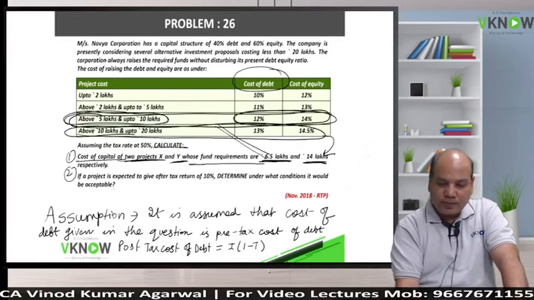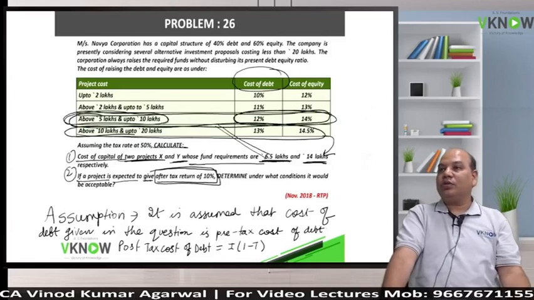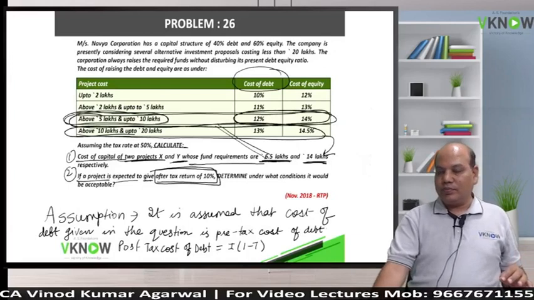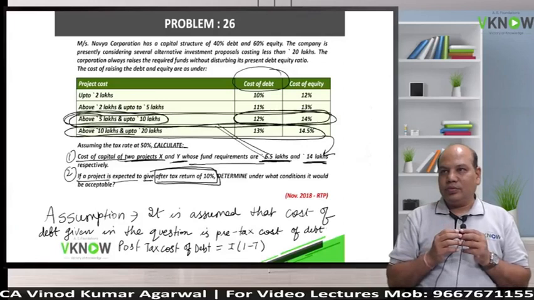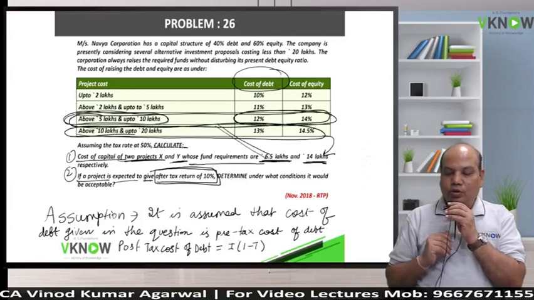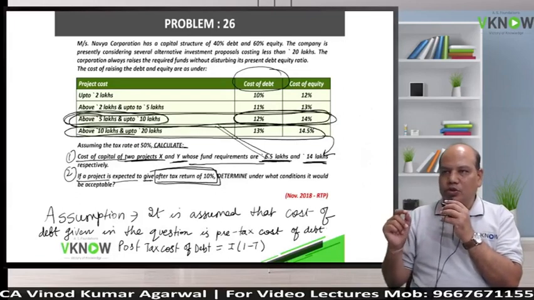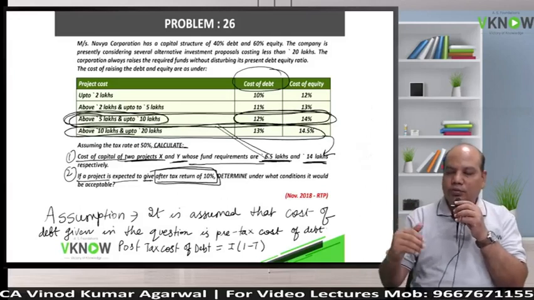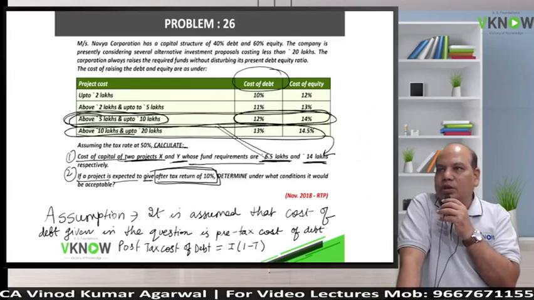Second question is, if the project is expected to give after tax return of 10%. So reverse question now. Suppose you invest in a project and that project will give you an after tax return of 10%. Determine under what conditions it would be acceptable. So when will you accept a project which is expected to give a return of 10%?